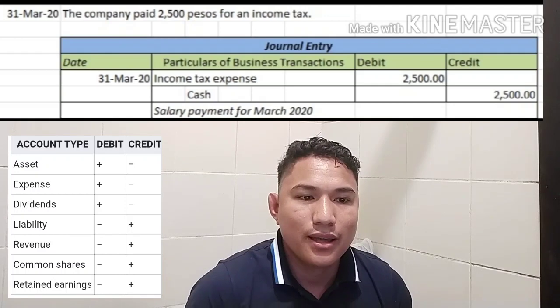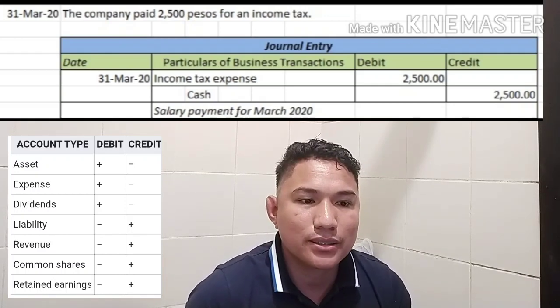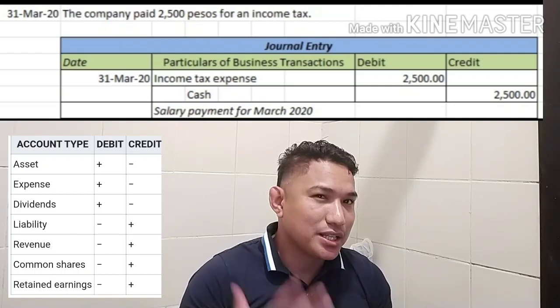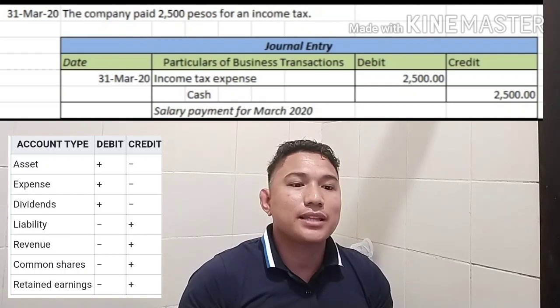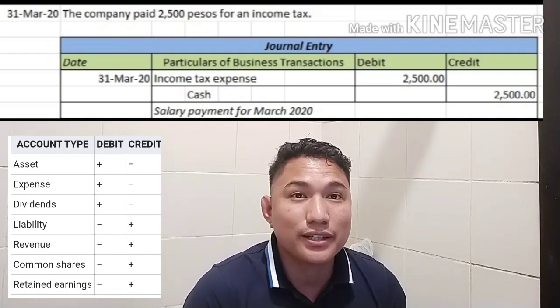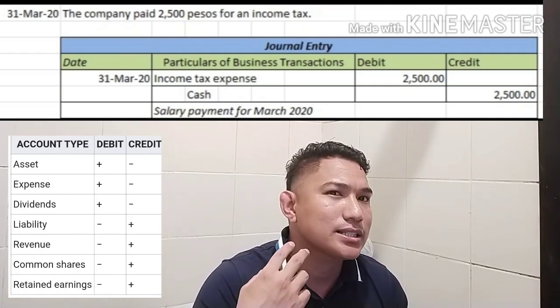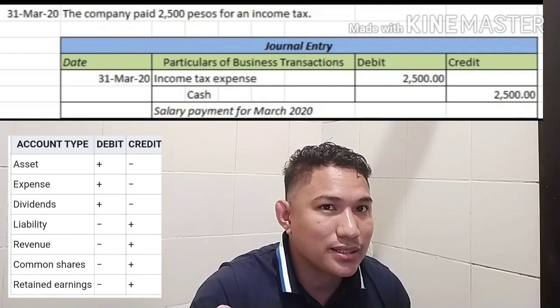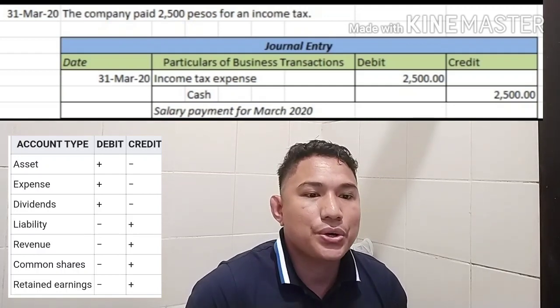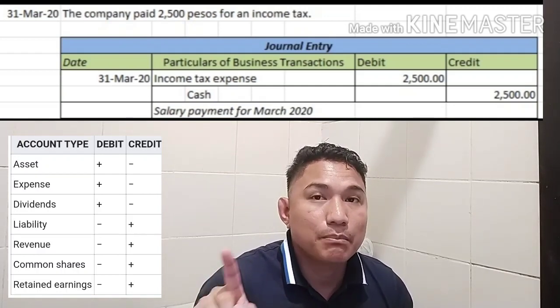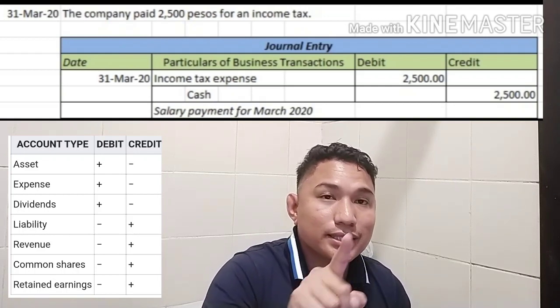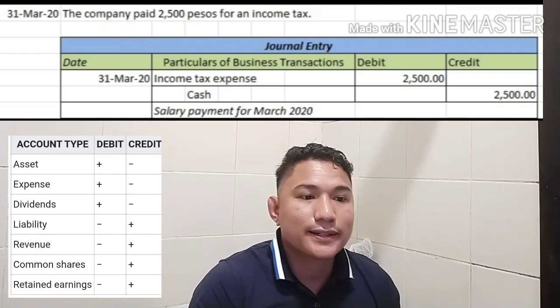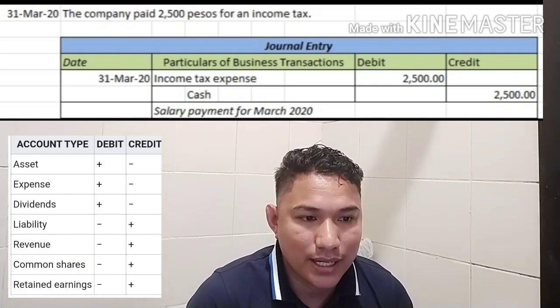Transaction number 11. On March 31st, 2020, the company paid 2,500 pesos for an income tax. So imagine the company paid the government an income tax worth 2,500 pesos. You will analyze the financial effect of this transaction: it increases our expense and decreases our cash. So your entry will be, date March 31st, 2020, debit income tax expense 2,500 and then credit cash 2,500.